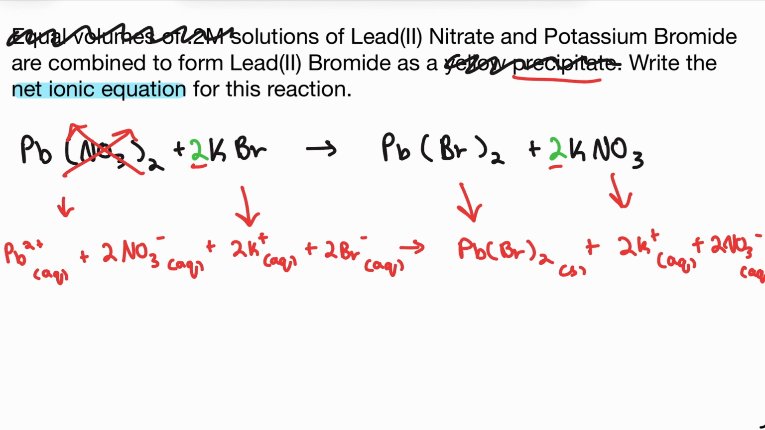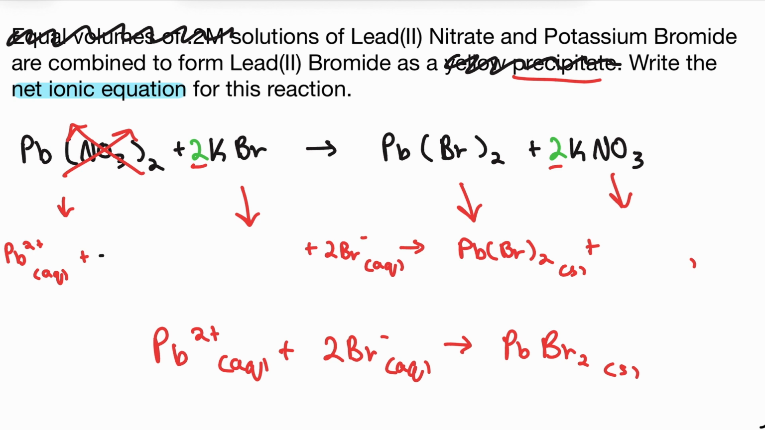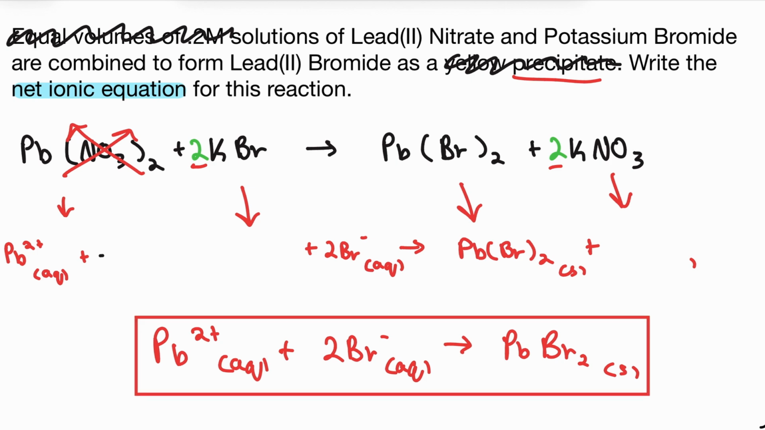And now all I have to do is step 3. I'm just going to cancel some stuff out. I've got 2 nitrate ions on the right side and on the left side, so I can get rid of those. I've got 2 potassium ions on the left side and 2 potassium ions on the right side, so I can get rid of those. And my final answer for this question is lead-2+ ions react with 2 bromide ions to form lead-2 bromide as a yellow precipitate. This right here is the net ionic equation for this reaction.